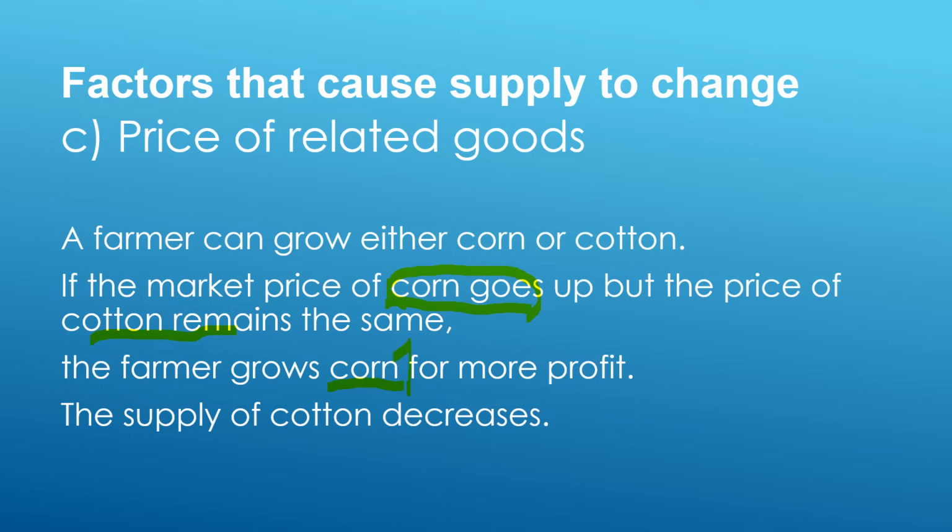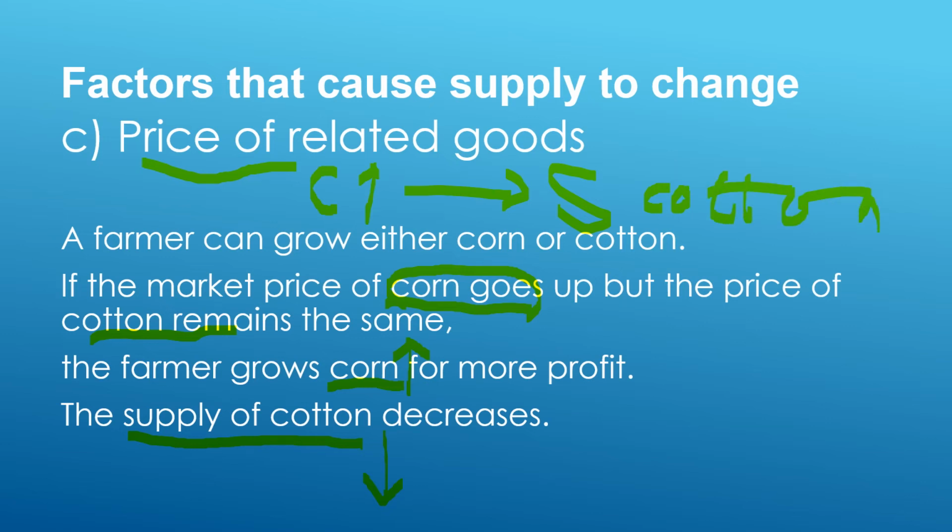So once he allocates the land to grow corn, he can't grow cotton anymore. So because of that, the supply of cotton goes down. So this means that if the price of corn goes up, sorry about my handwriting, the supply of cotton is going to go down.